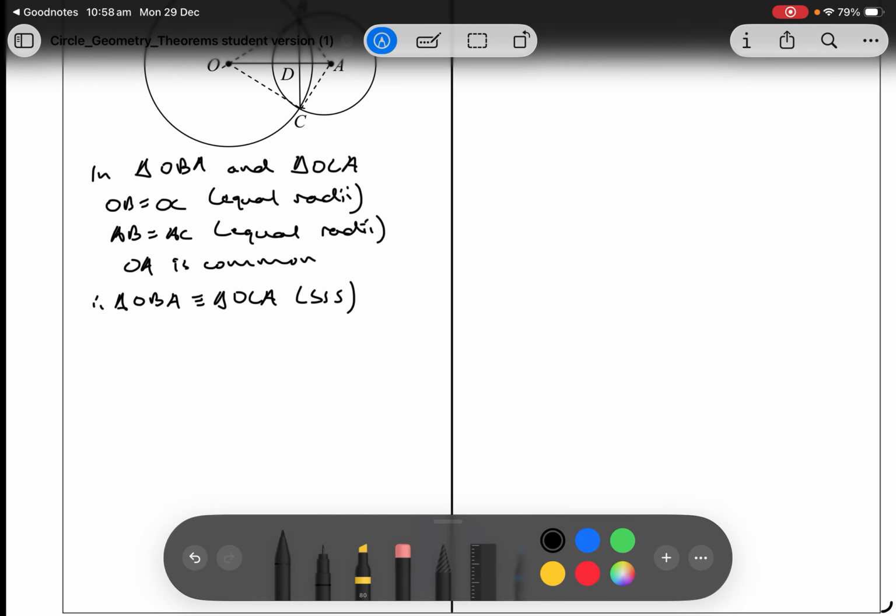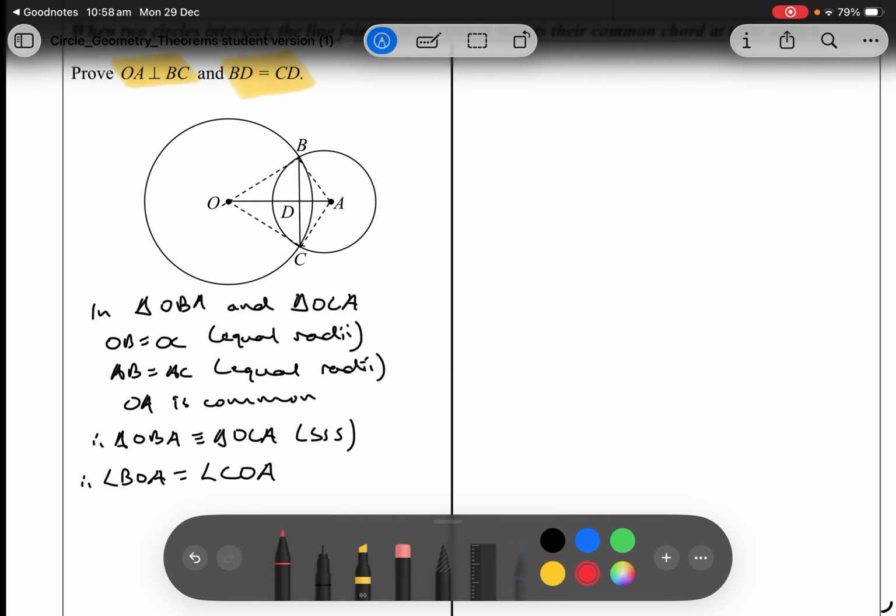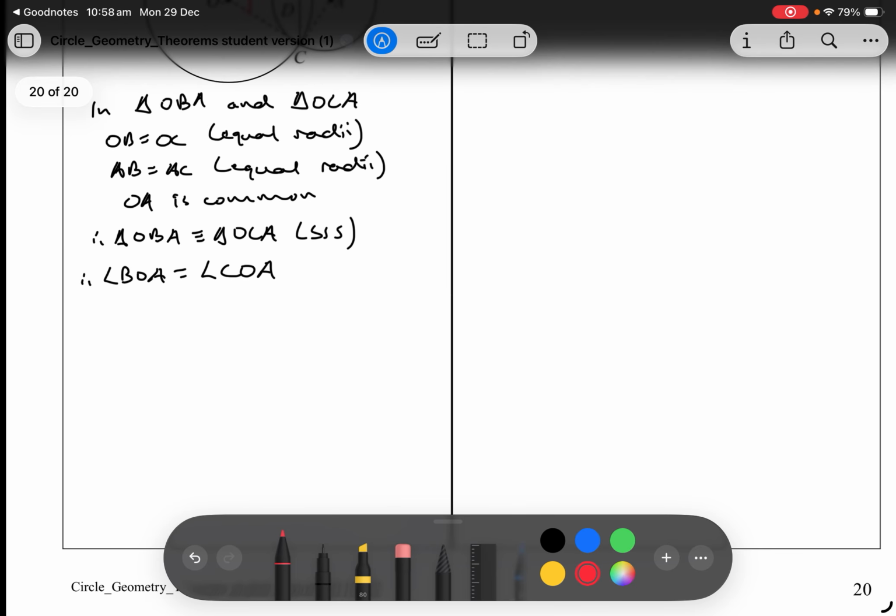Now, since we know that these 2 are congruent, we can make a conclusion about 2 angles. We can also say, therefore, angle BOA is equal to angle COA. So BOA, because they're congruent triangles, is equal to COA. These are the same size. We'll get to that in a moment. Okay, now, the reason for this is we have corresponding angles in congruent triangles are equal.